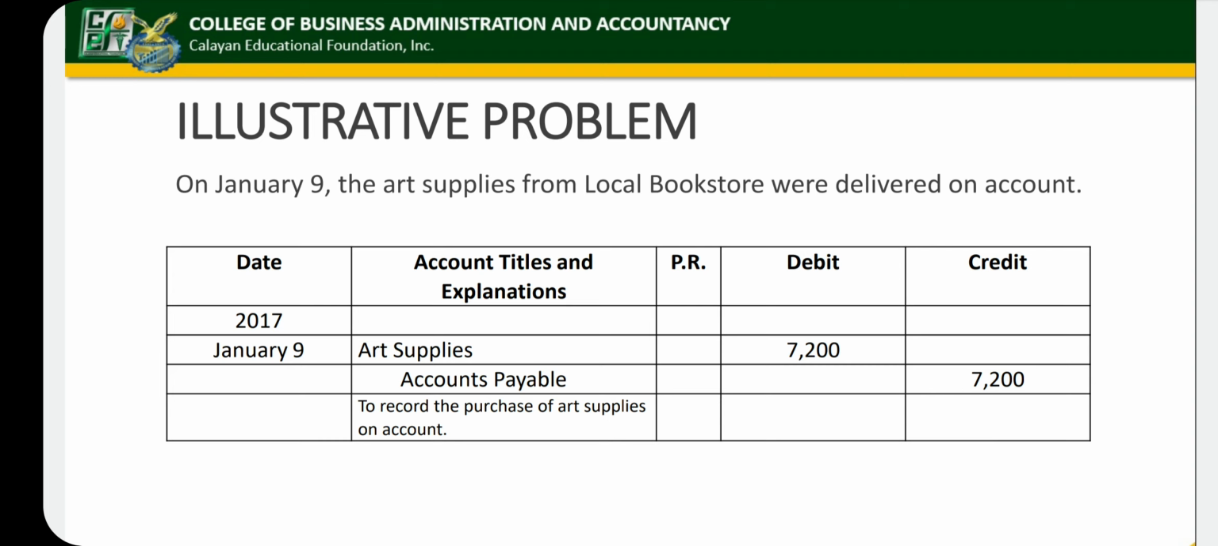So, we debit art supplies, we credit accounts payable. Since class, we haven't made any payment yet as of this moment. So, pasok po muna niya sa liability, which is in the form of accounts payable, 7,200. So, to record the purchase of art supplies on account.